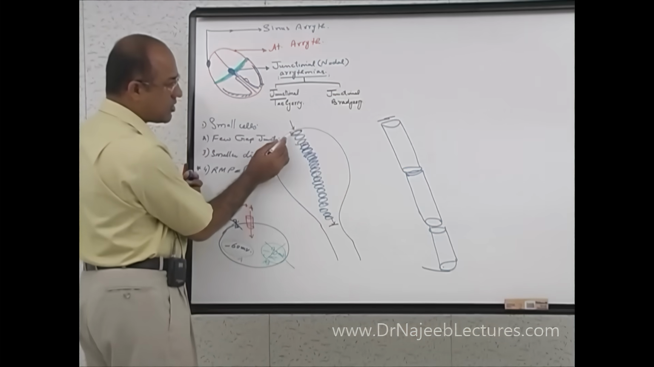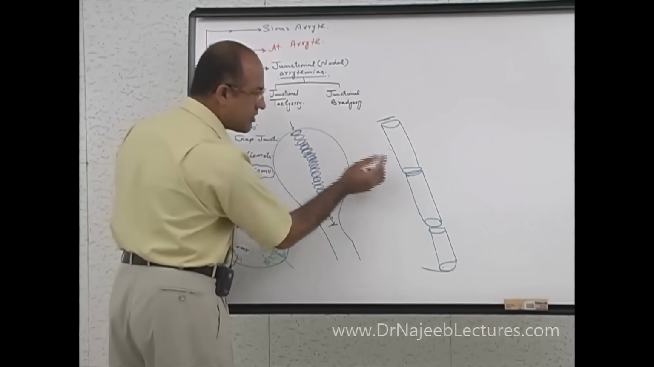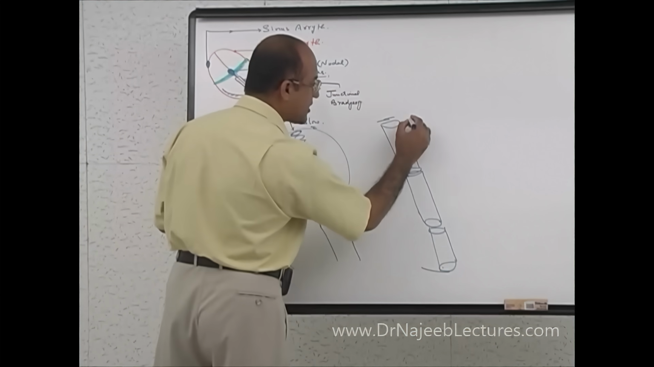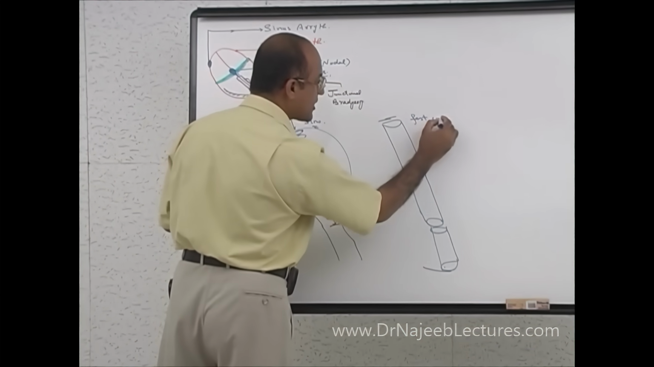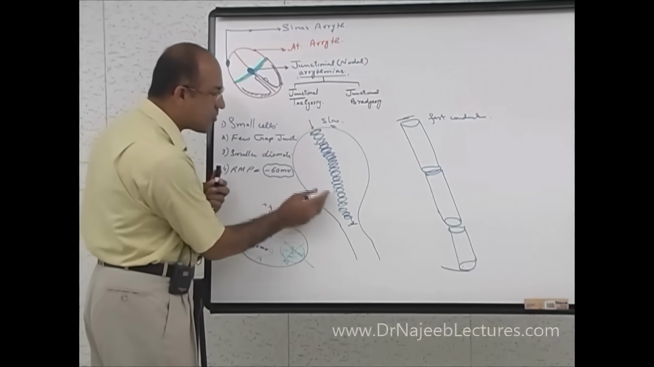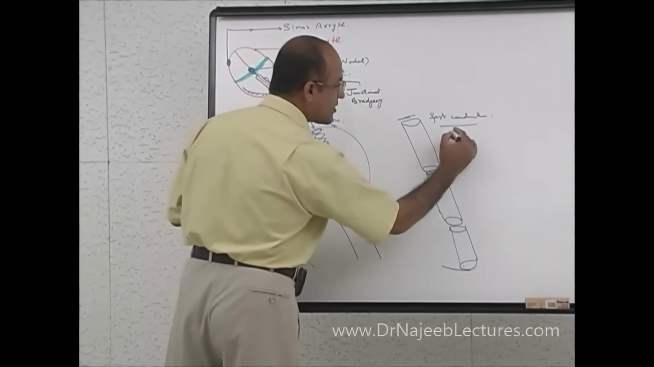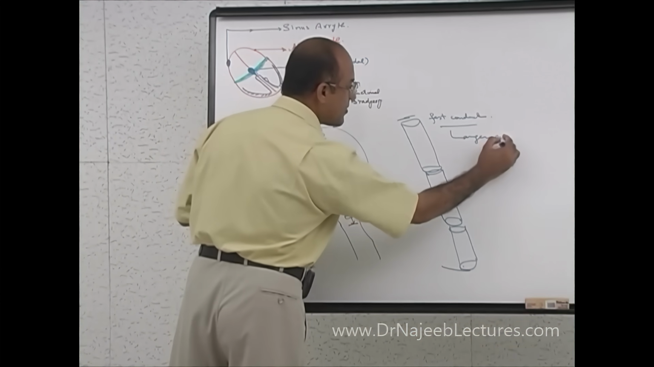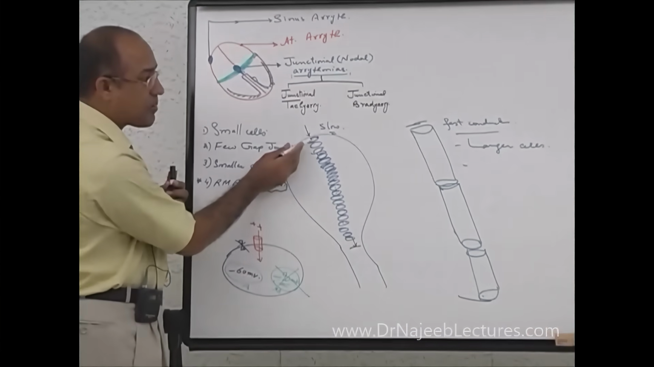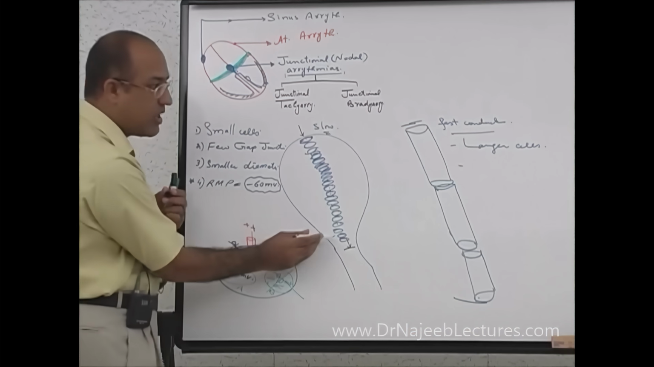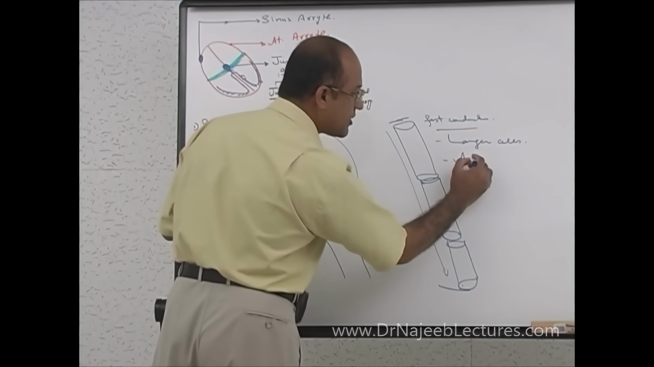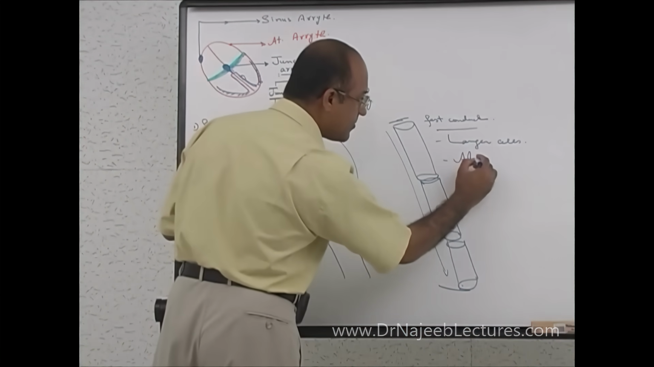Look, in AV node, cells are smaller. This is a slow conductor, specialist in slow conduction. This is the Purkinje system, specialist in fast conduction. Here the cells are smaller, there the cells are larger, right? Number two, here the cells are oriented perpendicular to the current flow, against the current flow. Here the cell axis is along the current flow.